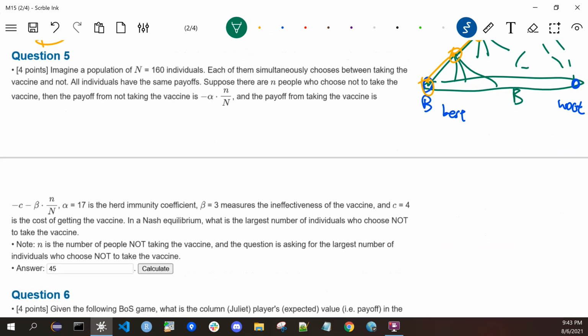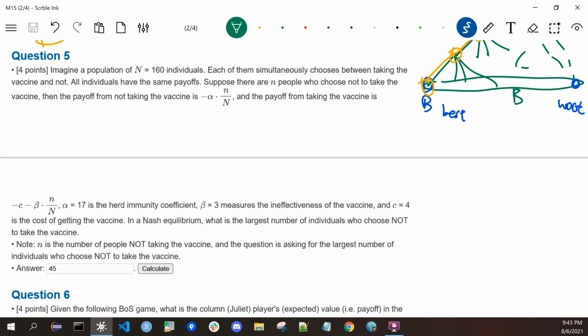Okay, so the next question is the vaccination question. I had this vaccination question last year on the final exam, and at that time I think whether or not to take the vaccine was not a very political issue, and now it has become a very political issue. So I don't want to.